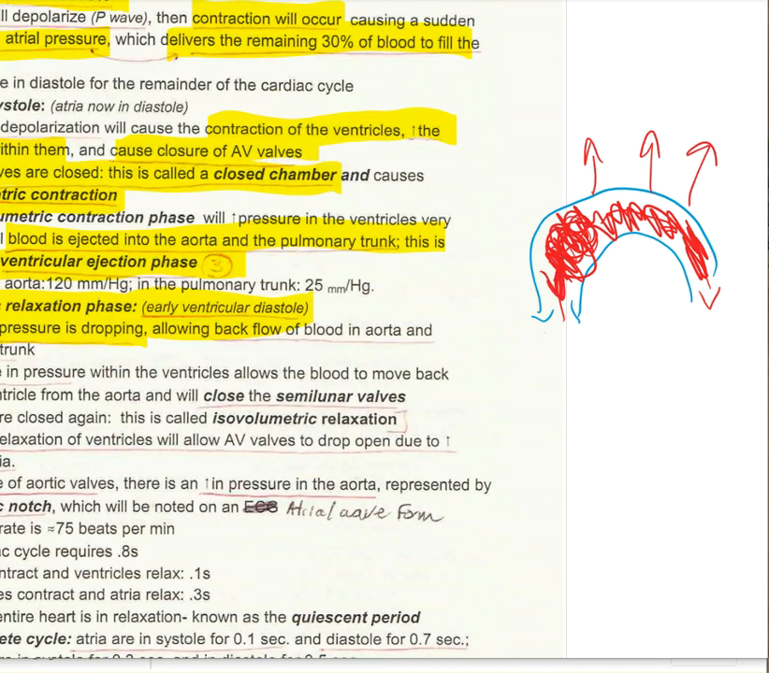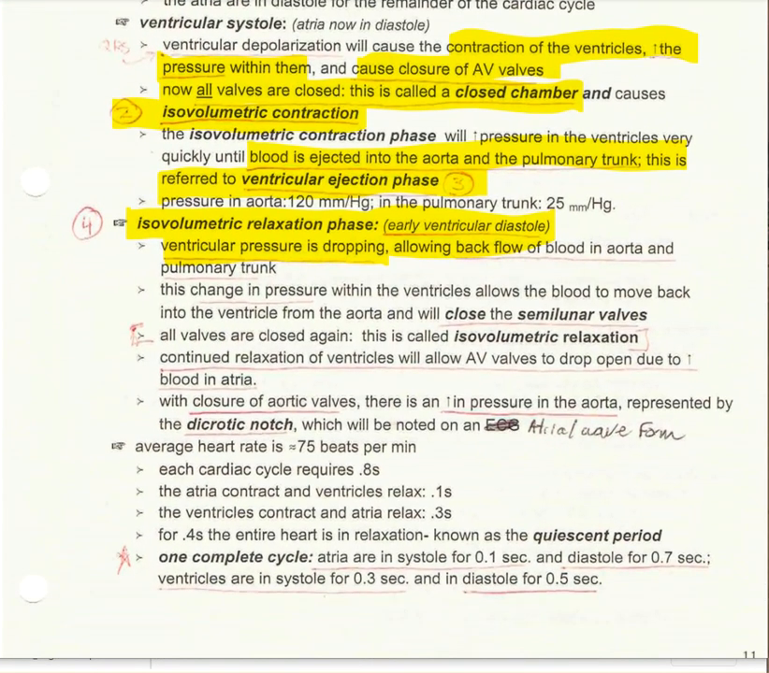So as blood drops back down due to gravity and low pressure here, the semilunar valves will close and the blood will be stopped right there. That's our second heart sound. The first heart sound was when the AV valves closed. The second heart sound is when the semilunar valves close, both the pulmonary and the aortic ones. We're only looking at the aortic ones here. So if we get backflow of blood into the aorta and pulmonary trunk, this change of pressure within the ventricles and gravity allows the blood to move back toward the ventricle from the aorta, and this closes the semilunar valves.